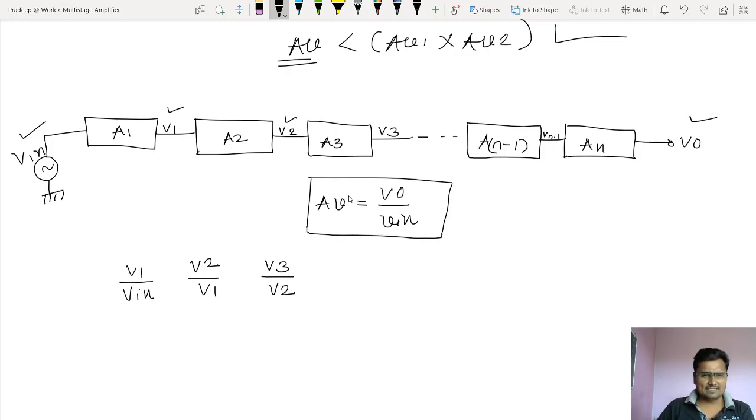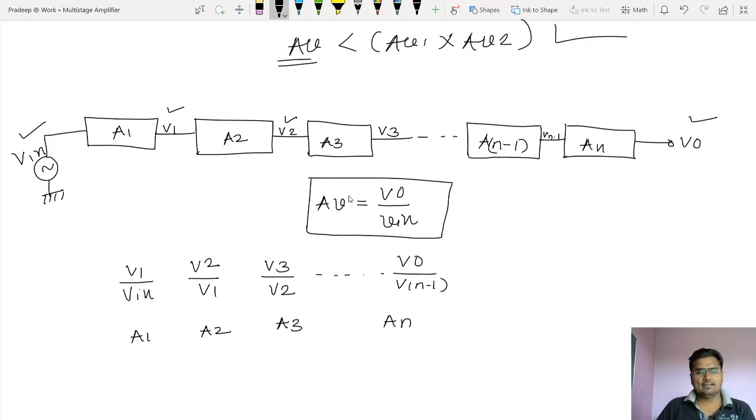What is this? It is A1. What is this? It is A2, and it is A3. Like this, can I write the equation for An? What is the equation of An then? Finally, it is VO divided by Vn minus 1. Look at this.